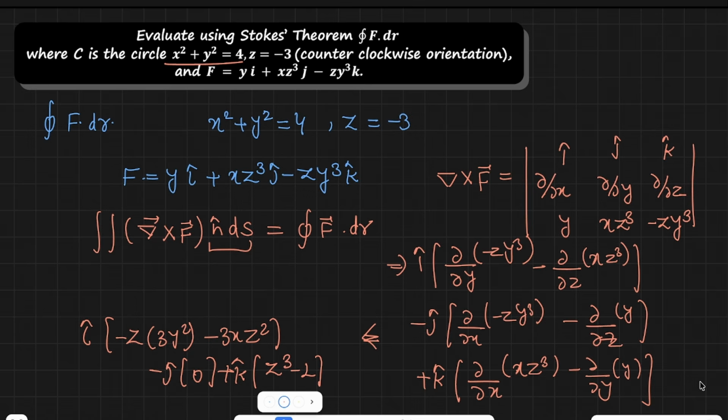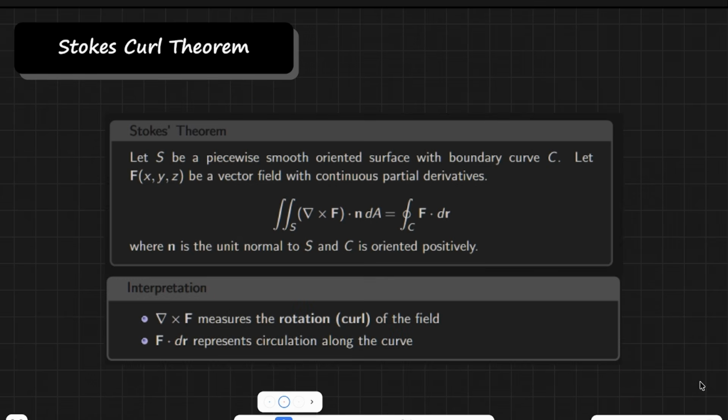Now the question can be like this: verify this Stokes theorem, then you have to apply the line integral formula, you have to solve, you have to prove the left hand side as well as the right hand side. This is the basic concept. So here what we are doing, line integral we are approximating using the area.